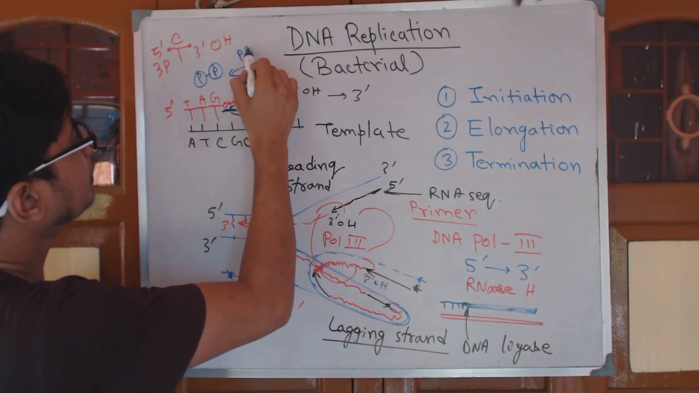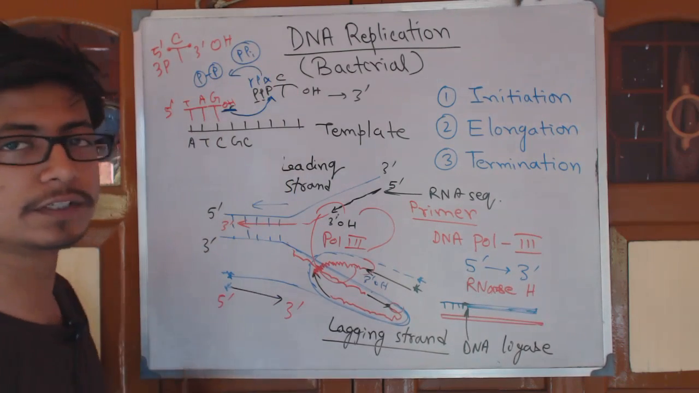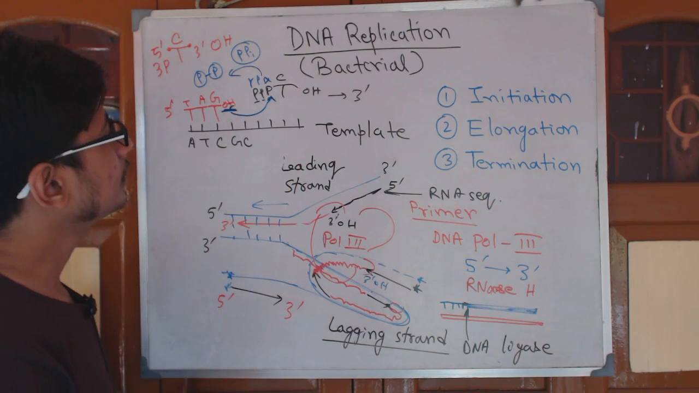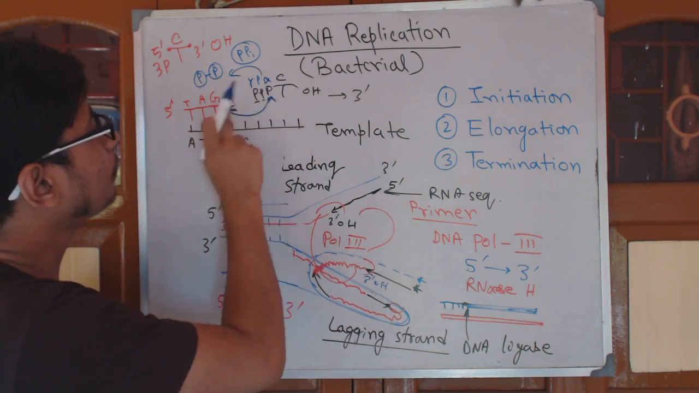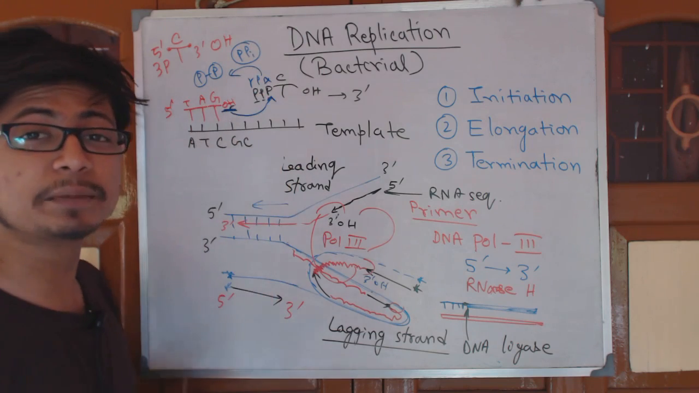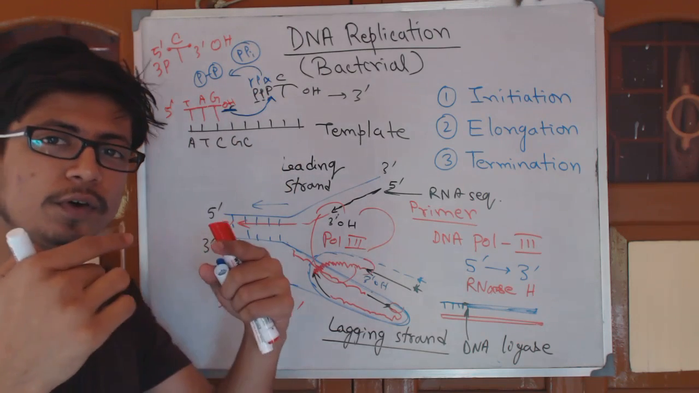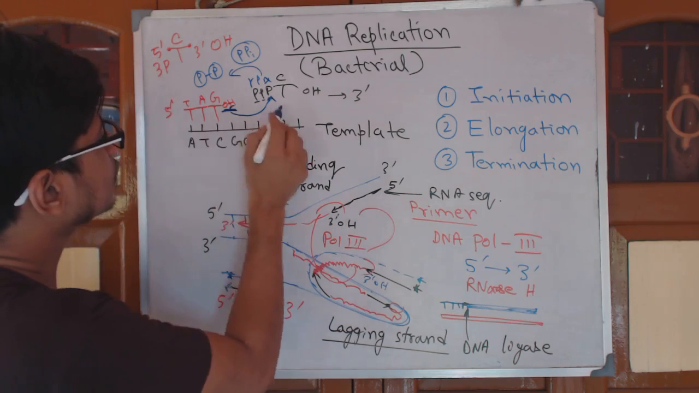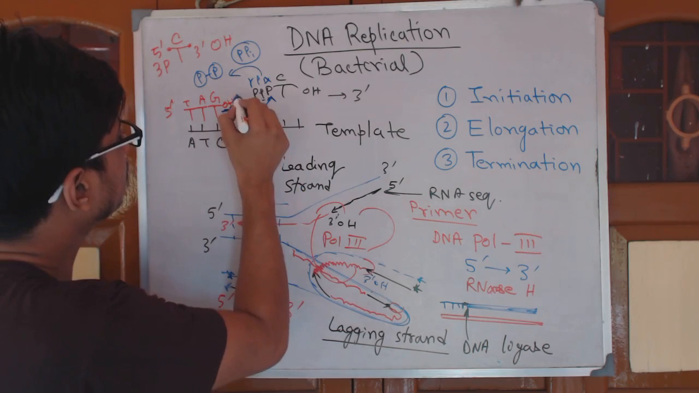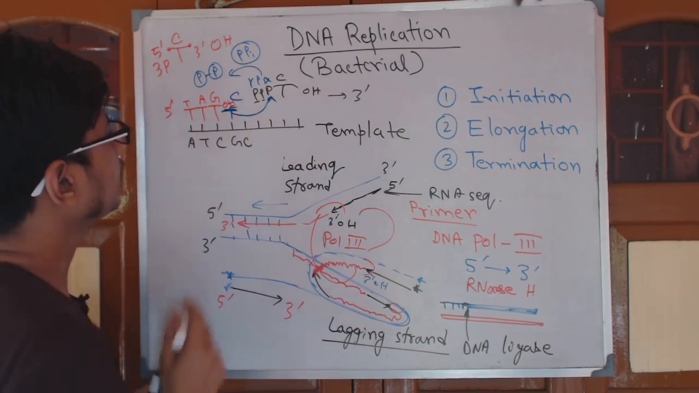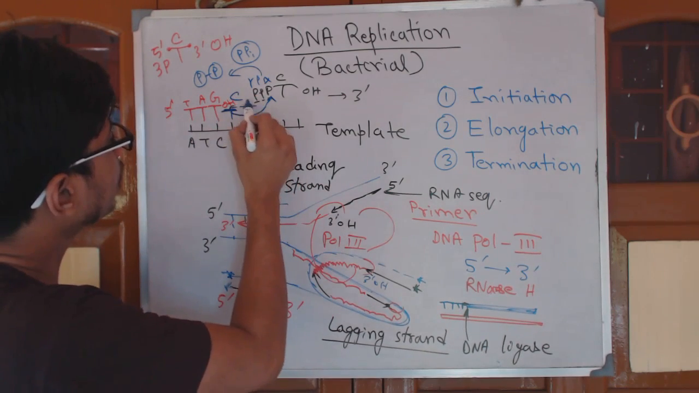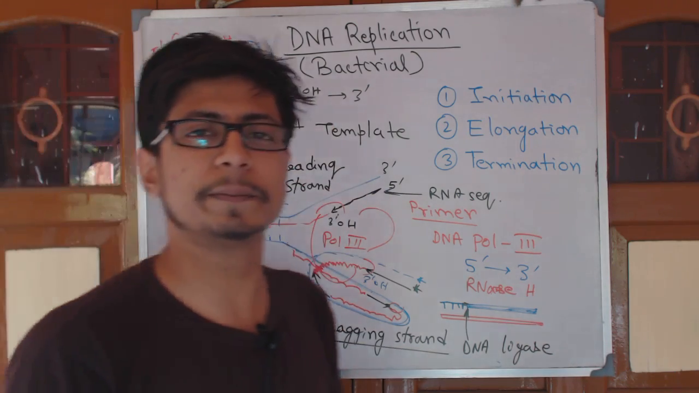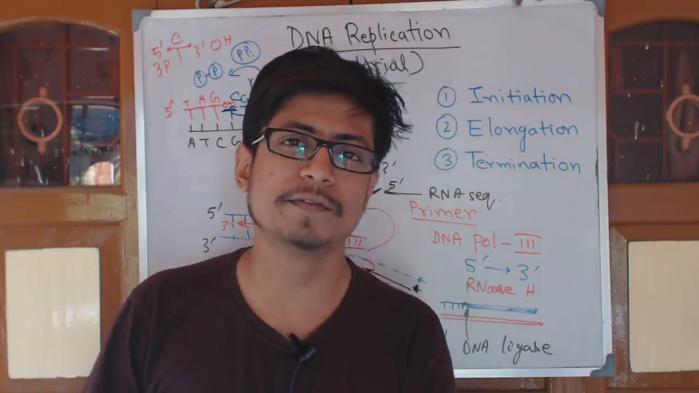We call them PPi or pyrophosphate, that is released, and they will form a bond between the G and C. That bond is a single phosphodiester bond, so we call it a phosphodiester linkage. So C will be placed properly. Right after that, the same way G will be placed, and so on. Nucleotides will be placed one after another in this fashion.